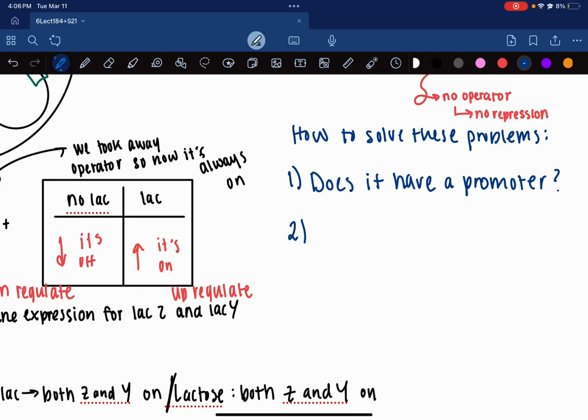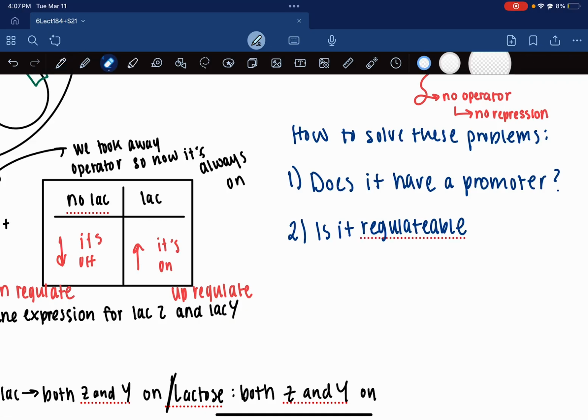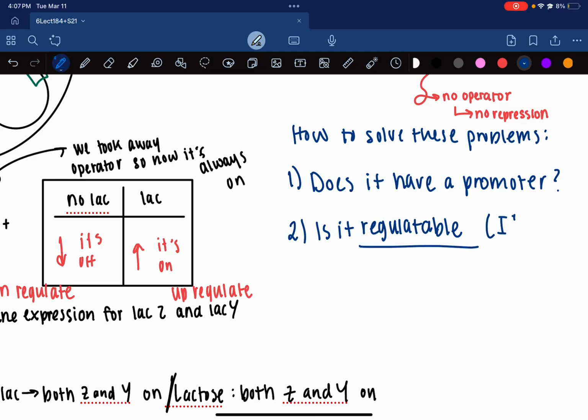Okay, the second thing you do to solve this problem is ask yourself, is it regulatable? Now, regulatable means both the interaction of the I and the O, right? That you have to have a plus. Somehow, to make these two work, you have to have both of them working, right? You have to have a brake, and you have to have a repressor. Does that make sense? Okay.